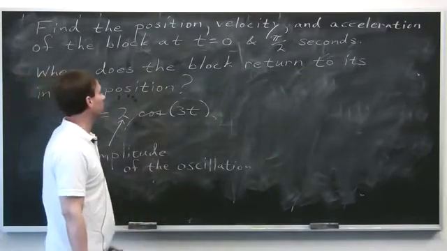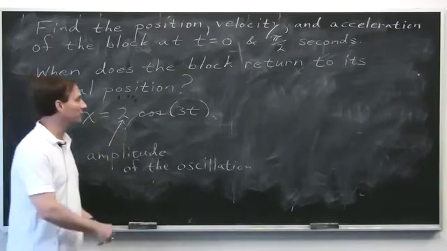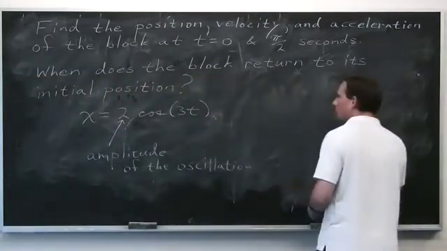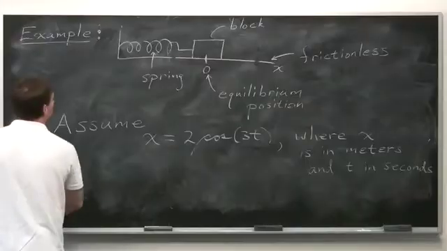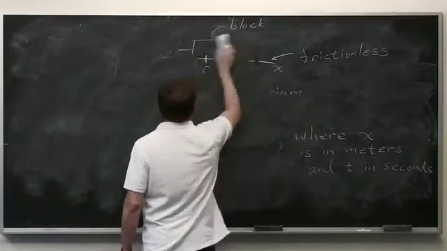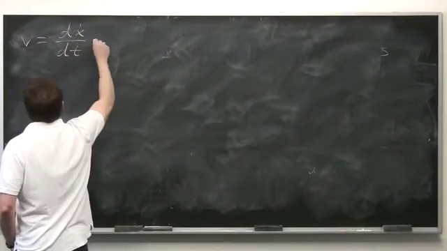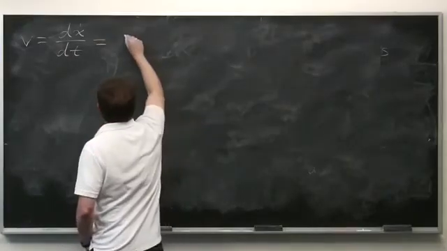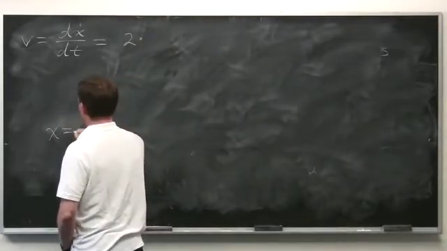So what's the velocity? I'm going to go ahead and calculate the velocity and acceleration, and then plug in t equals 0 and pi over 2. The velocity is the instantaneous rate of change of the position with respect to time. So it's the derivative of the position with respect to time. The velocity, v, is dx/dt. The derivative of 2 times something is 2 times the derivative, so x is 2 cosine of 3t.